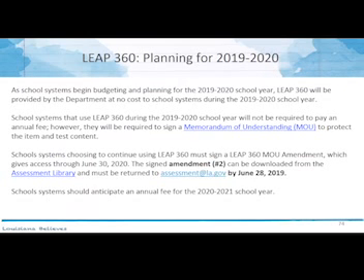As a reminder, for 2019-2020, we will continue to provide LEAP 360 at no cost to school systems. As in previous years, school systems will be required to sign an MOU, which protects the content of the test. The MOU requires the completion of Amendment 2 to continue using LEAP 360 through June 30th of 2020. And that amendment may be downloaded from the assessment library, and it is due June 28th. School systems should anticipate an annual fee for the 2020-2021 school year.